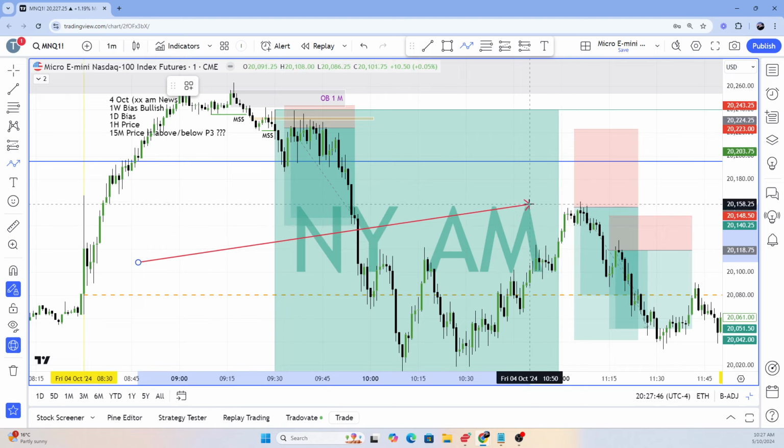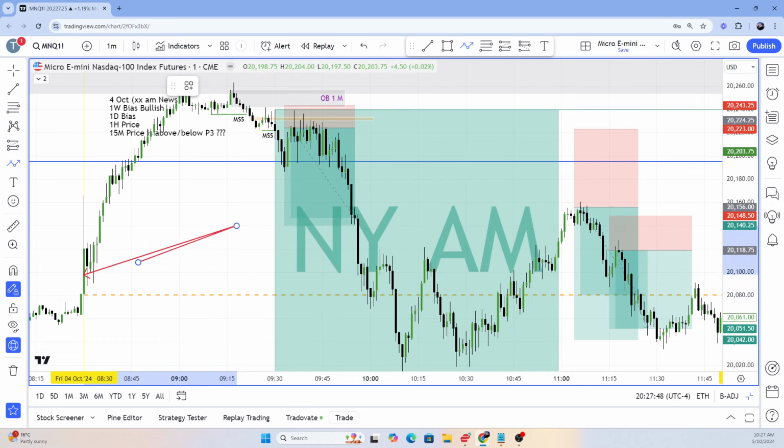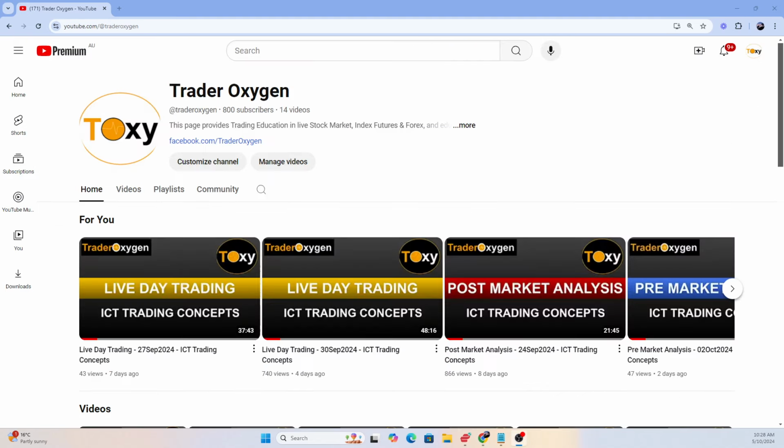So with this, what you understand is that trading can be done with a proper understanding and a proper logic. Those trade entries were profitable for the trading team at Trade Oxygen.